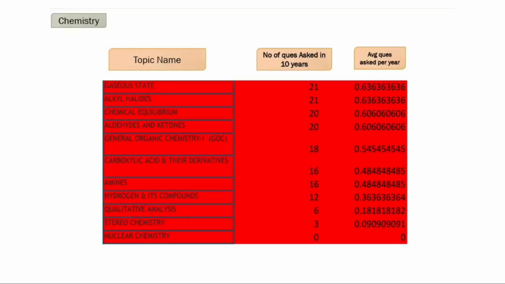What I suggest is, don't miss any chapter from the green zone. From the orange zone, you can focus on selected ones. And from the red zone, select the topics which you feel comfortable answering.